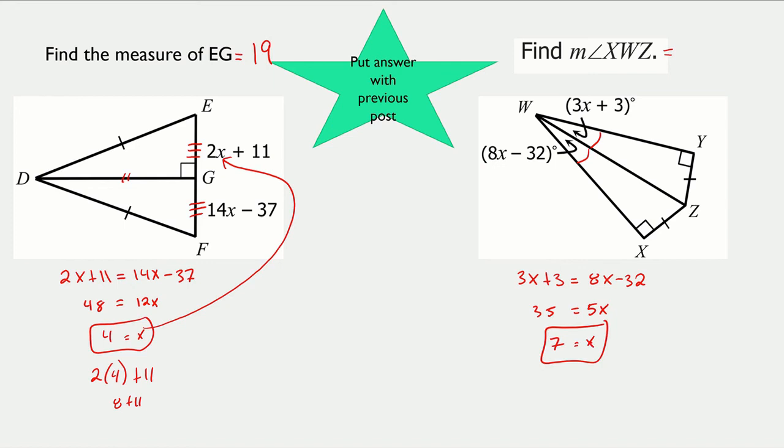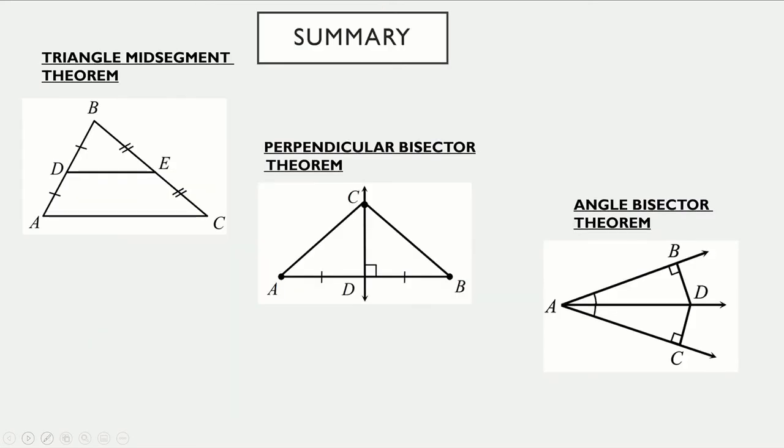Once we know that x is 7, I have to be a little bit careful. So XWZ is this angle here. So we simply plug it in there. 8 times 7 minus 32. So that's 56 minus 32 gives us 24. Awesome.